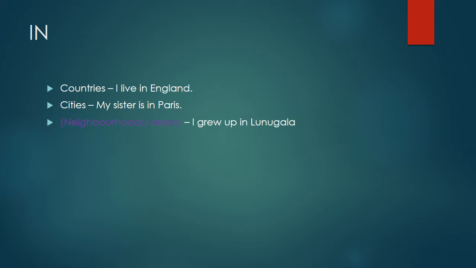Step 2. Location. What's the location? We can use in for countries, cities, neighborhoods and areas. Such as countries: I live in England. Cities: My sister is in Paris. I grew up in Lunagala. It's an area, right? I grew up in Lunagala.